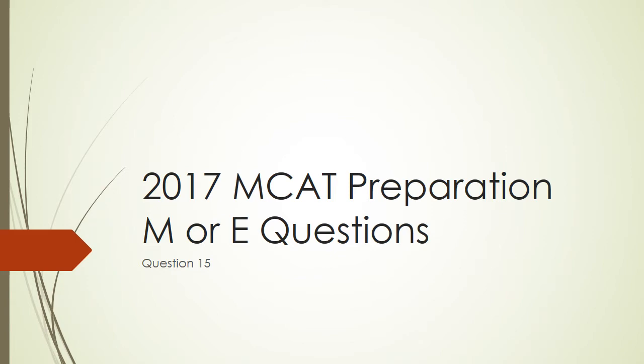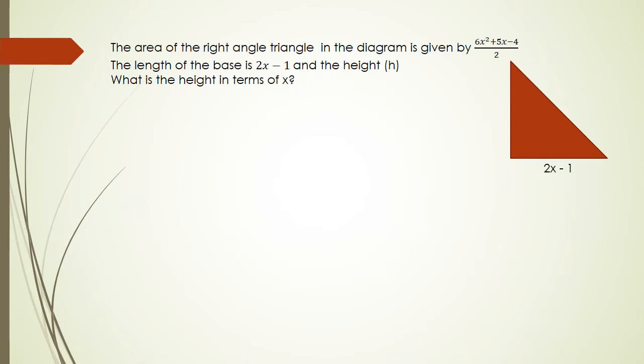This is looking at question number 15, which was sent by another viewer. The question is, the area of the right angle triangle in this diagram is given by that lovely looking quadratic. The length of the base is 2x minus 1 and the height h. What is the height in terms of x? So guys, as usual, pause this question, see what you can do, and then after that I'll go through the answer.